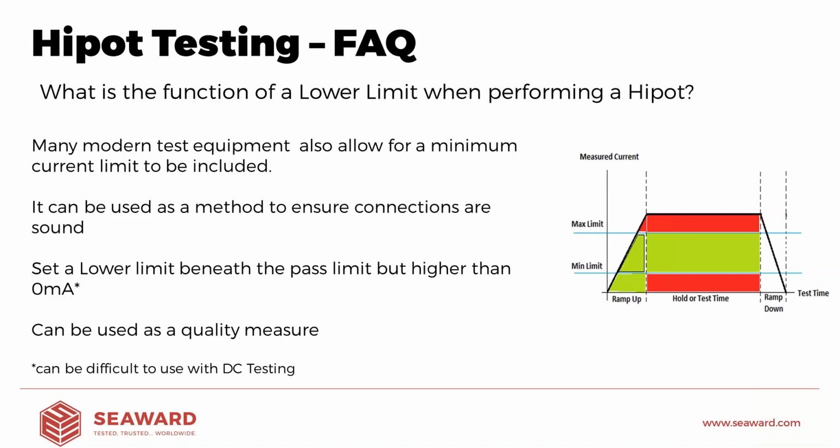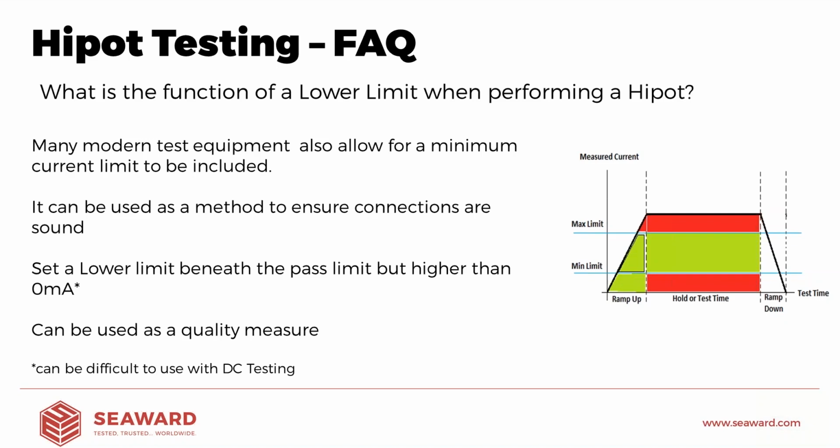So the aim of the low limit is that we can set a limit that's beneath the pass limit, but certainly higher than 0 milliamps. That then allows us to have a band of current flow. And if the current flow is less than that, then something's going on, potentially a poor connection, maybe the clip isn't on, or we may not have put the main switch onto the product, so we're actually testing into an open circuit because the live is not connected.